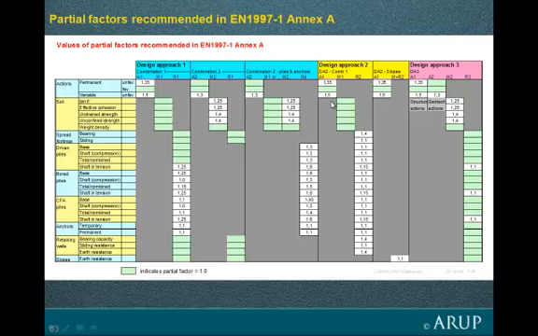In Design Approach 2, the loads are factored and resistances are factored, and that's done simultaneously. It's all in one calculation. But unfortunately, it's found that Design Approach 2 is limited in its applicability.